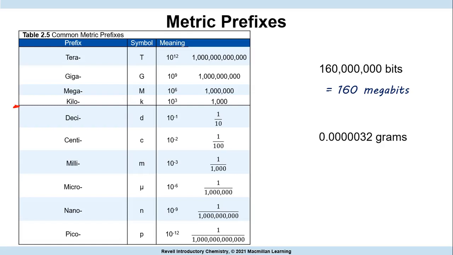So if we have 0.000032 grams and we have to convert it using one of these prefixes here, for example, micrograms, that's going to be like 3.2 times 10 raised to the power minus 6. That is micro. So you need to know how to use all of these prefixes. So that is what it is.